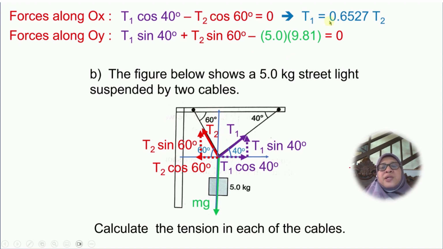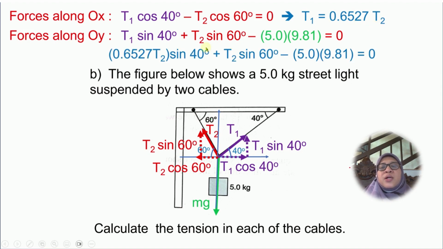For the first equation, we get T1 equals 0.6527 T2. So we substitute the T1 into the second equation and we solve for T2. So we get T2 equals 38 Newton. At the final answer we round off to two significant figures, so don't round off too early. So that is T2. For T1, you substitute T2 equals 38 into here. So we get T1 equals 25 Newton. So that's the answer, the tension in each of the cables.